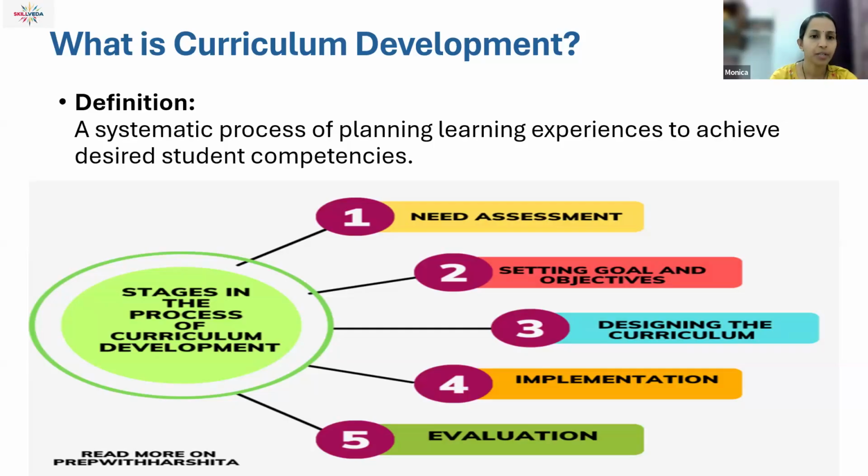And then the last step is evaluation. After everything is done, we are evaluating the effectiveness of the curriculum through students' performance, teacher feedback, and we will identify whether anything is to be improved at this stage. So this is a stage where we do continuous improvement of the curriculum. So remember, curriculum development is a continuous cycle. Evaluation often leads to reassessing the needs and refining the curriculum further.